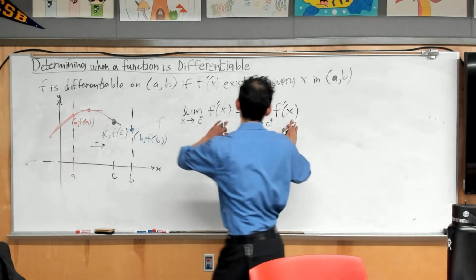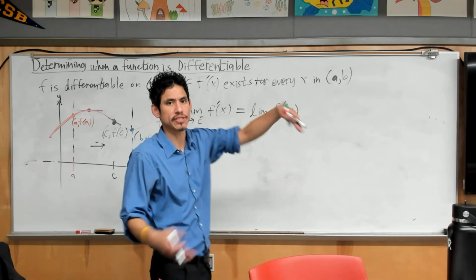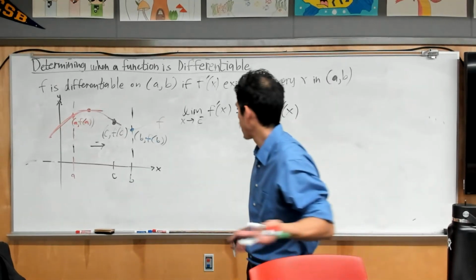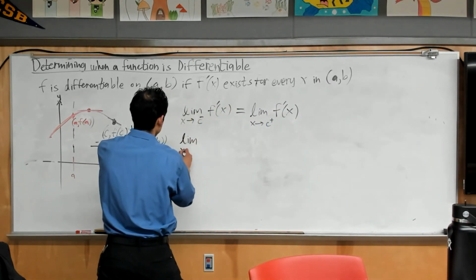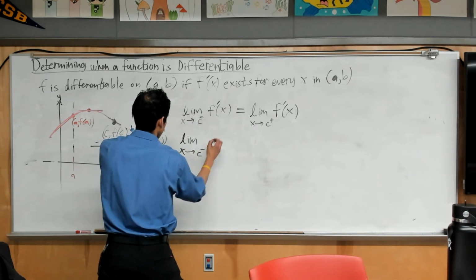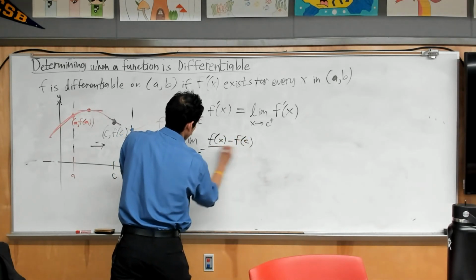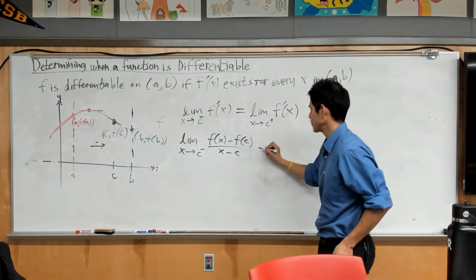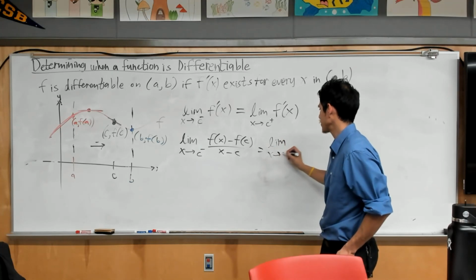Now, again, this is not a formal way, because technically, how do you know what f prime of x is? So we just use the derivative equation, basically the slope equation. We change this into our basic slope equation from algebra: f of x minus f of c over x minus c. We want to make this equal to the same thing as we come from the positive side, or right side.